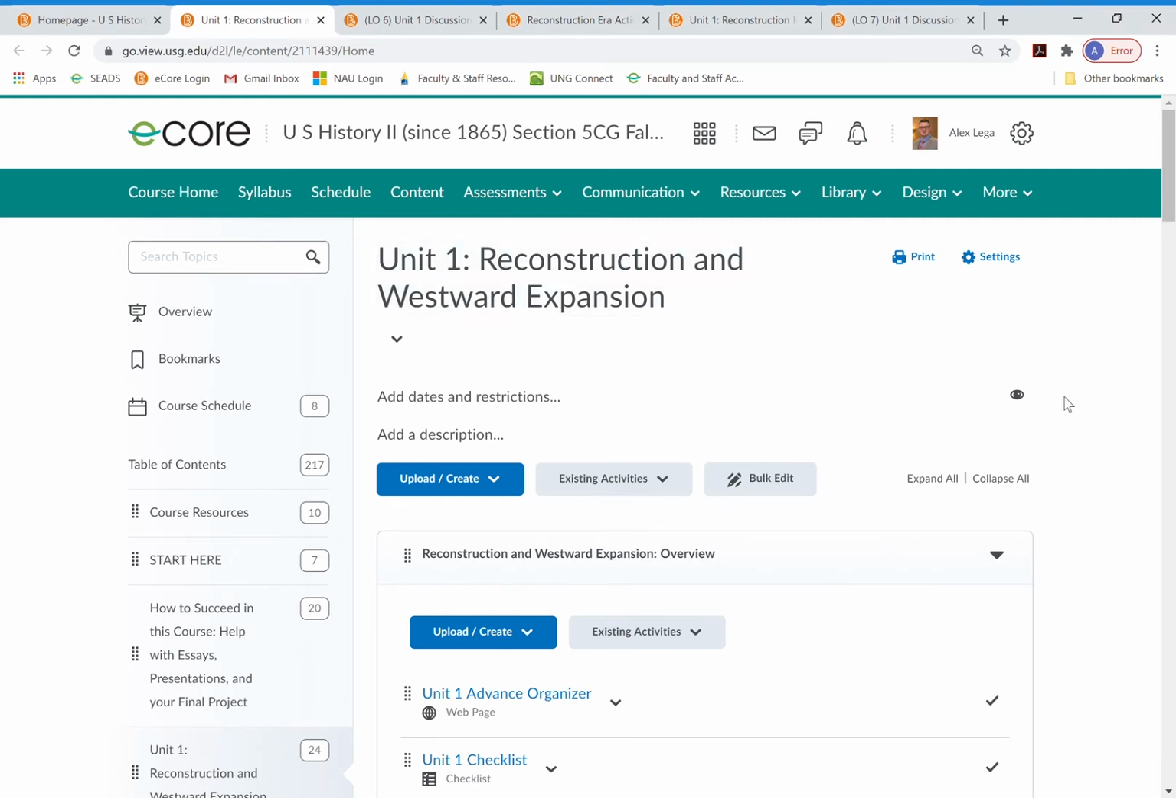So this week we are going to be talking about reconstruction and westward expansion. This is going to be a building block for what we are reviewing in the rest of the course. As we proceed through this week's studies, what I'd like you to do is just keep in mind the impact that reconstruction as well as western expansion had on the future units that we're going to be studying here.